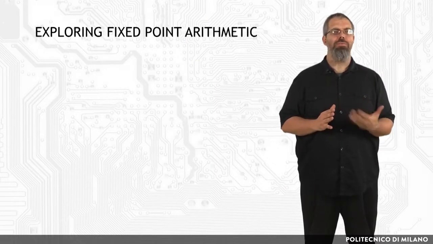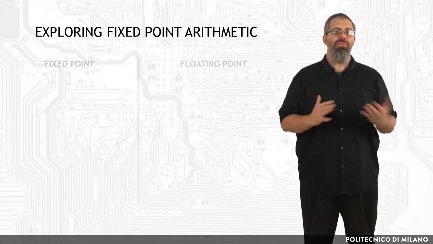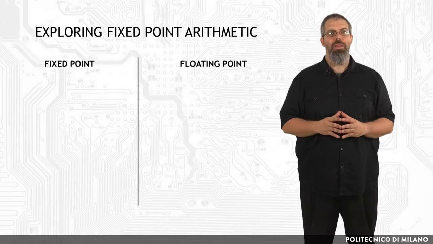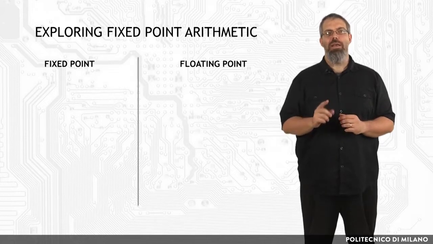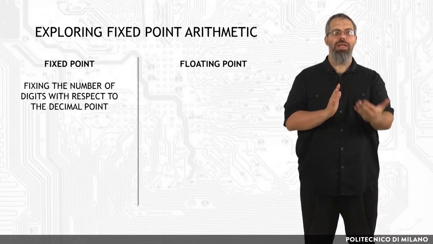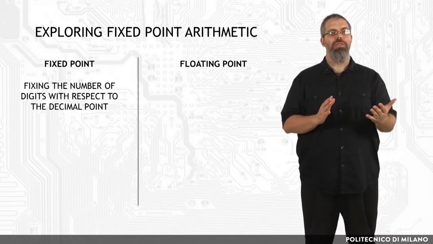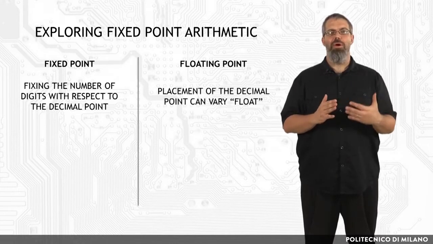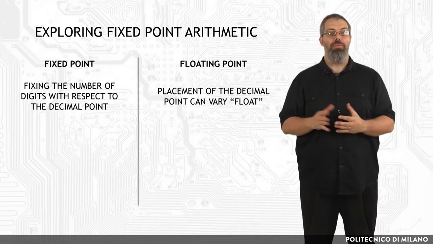A second optimization can be obtained by exploring fixed-point arithmetic. This is the eternal fight between fixed and floating-point computations. In both cases, we are referring to the corresponding manner in which numbers are represented. On one hand, by using fixed-point representation, we are fixing the number of digits with respect to the decimal point. On the other hand, with the floating-point representation, the placement of the decimal point can vary, float, relative to the significant digits of the number.